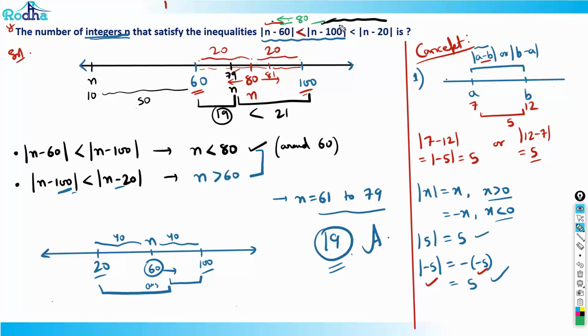In the second case, 20 and 100, the average is 60. Now the distance from 100 should be lesser, so n should be more than 60. So more than 60 and less than 80, 19 values is the answer. You can just do it mentally; you don't require the number line. Understanding this concept is very, very important. I hope all of you got this. Thank you.